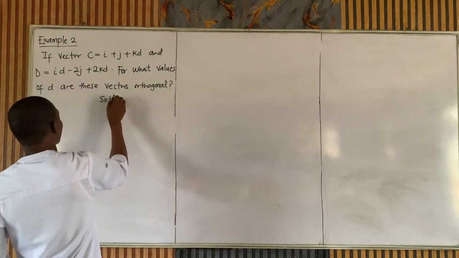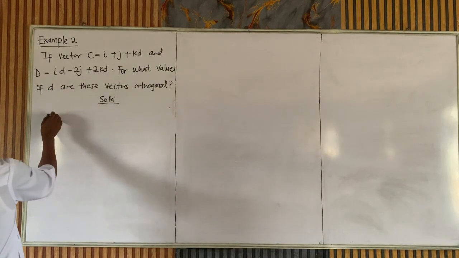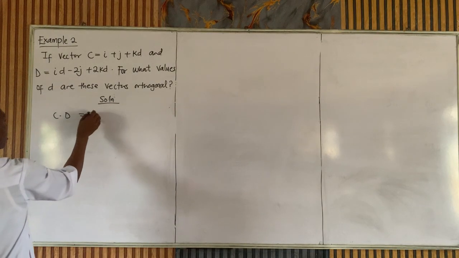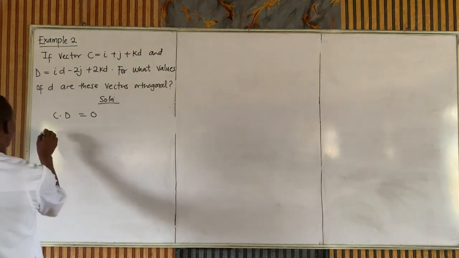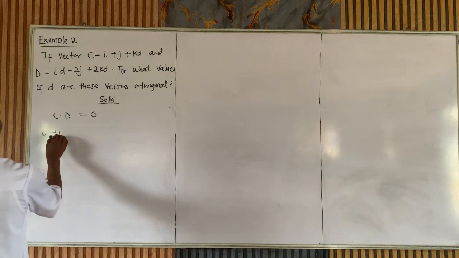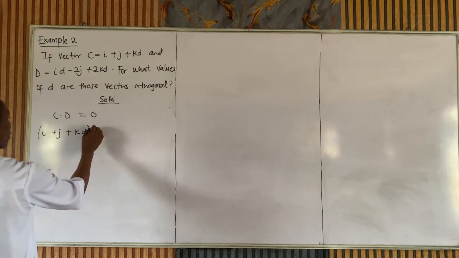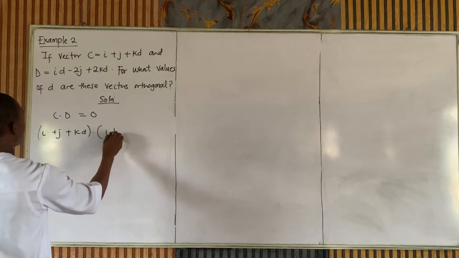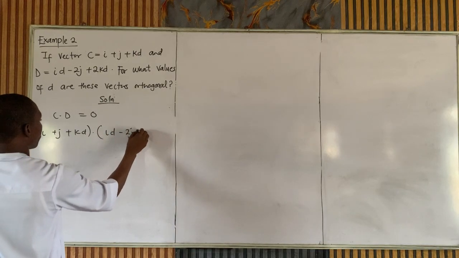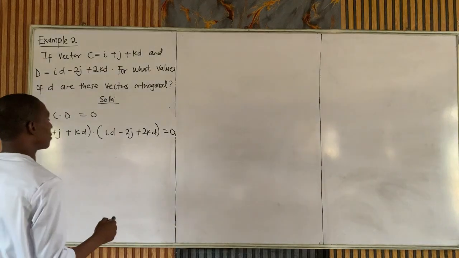Very simple. We have it that if two vectors are orthogonal, then C dot D, their dot product, should give us 0. So let's take their dot product now. That is I plus J plus KD dot ID minus 2J plus 2KD should give us 0.